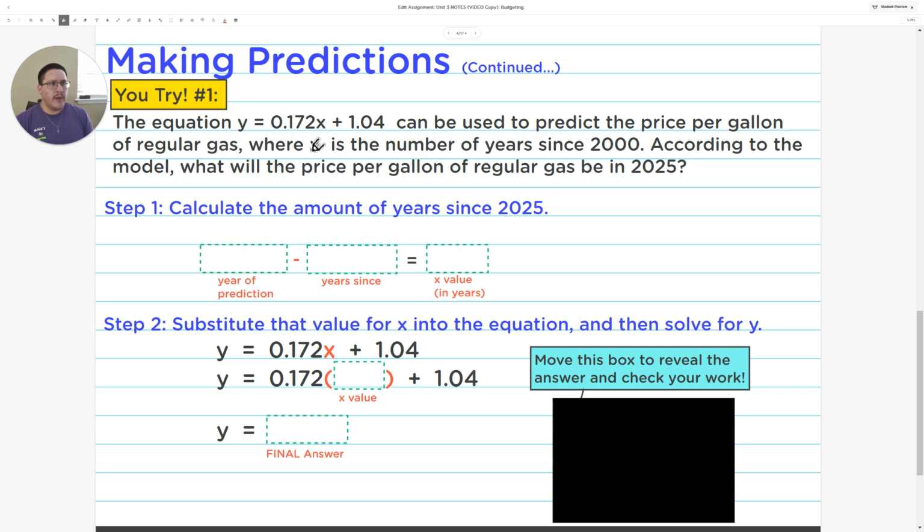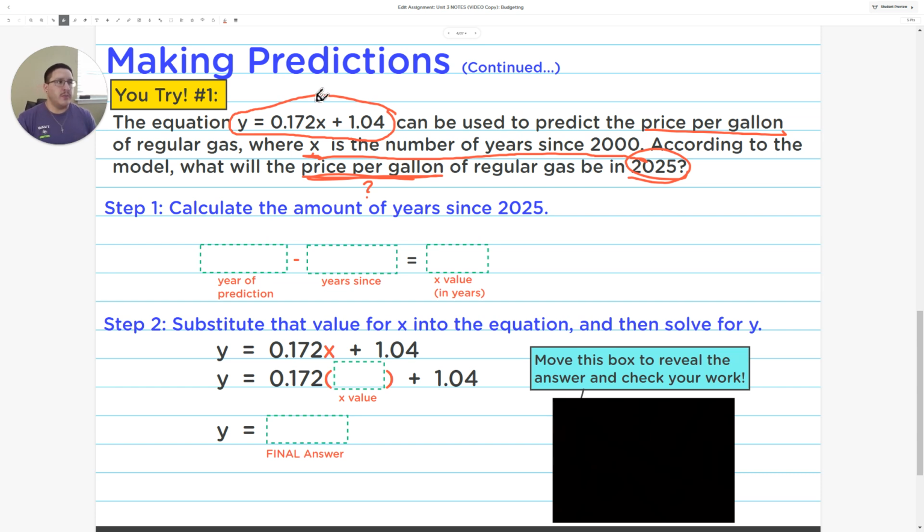So, You Try number 1, the equation y equals 0.172x plus 1.04 can be used to predict the price per gallon of regular gas, where x represents the number of years since 2000. According to the model, what will the price per gallon of regular gas be in 2025?